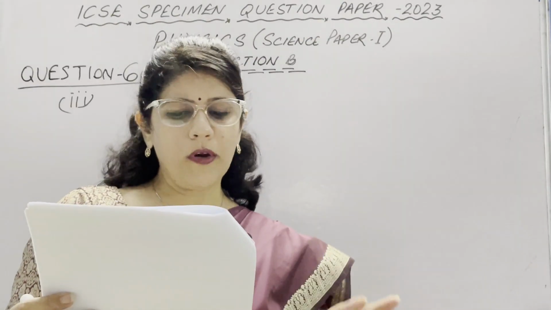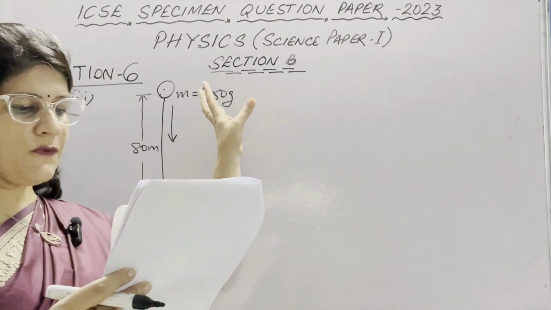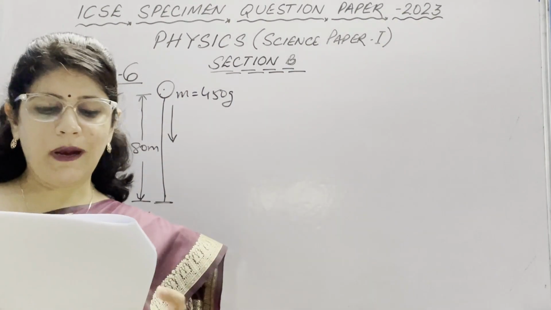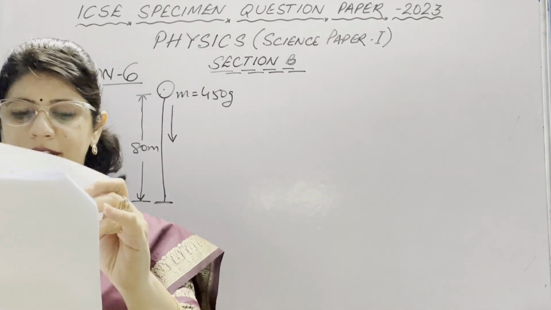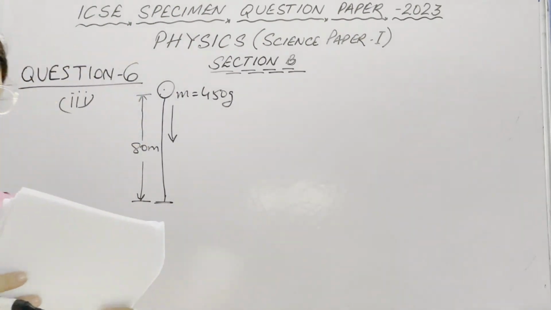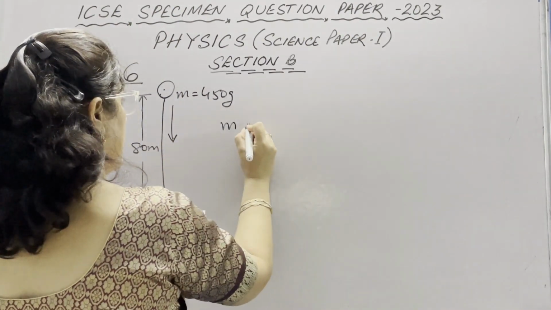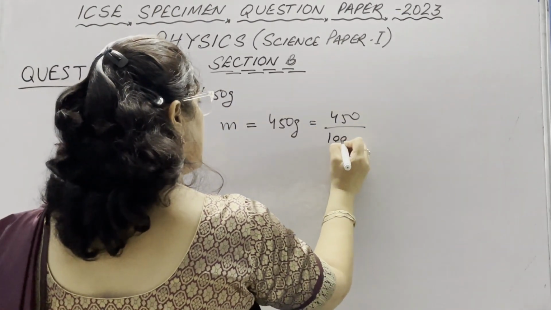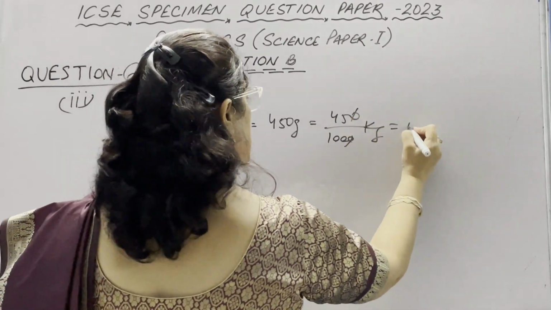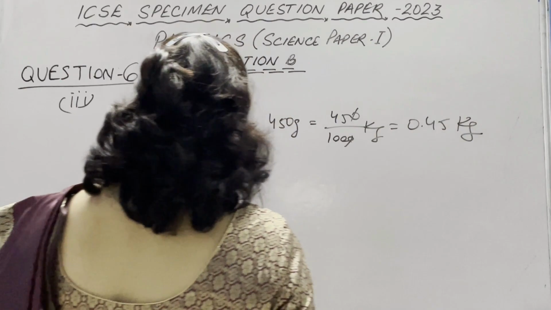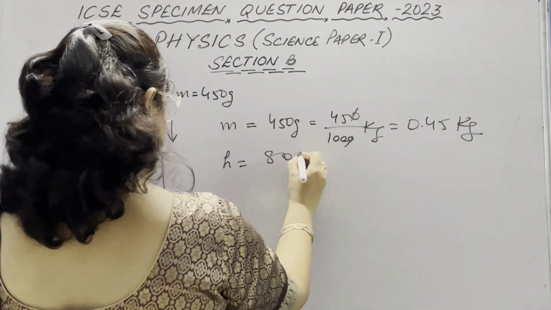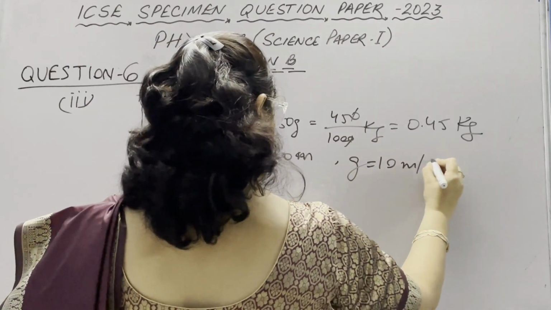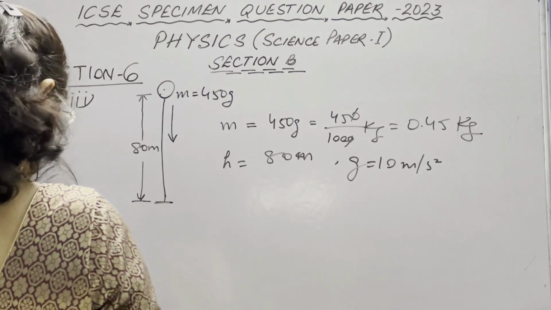In part 3, a coconut of mass 450 gram falls from the top of a tree which is 80 meter high. Height of the tree is also given. In first part, calculate the potential energy possessed by the coconut when it is at the top of the tree. Now we all know, first of all we need to convert it into SI unit. 450 gram is the mass given. 450 divided by 1000, convert into kg. It means 0.45 kg. Second, height is given, which is 80 meter, and g is given as 10 meter per second square. These all 3 things are given in the question.